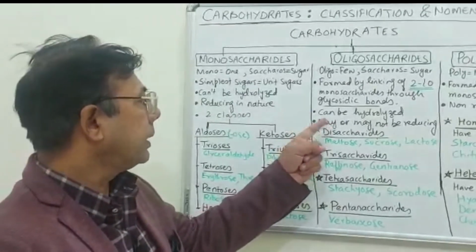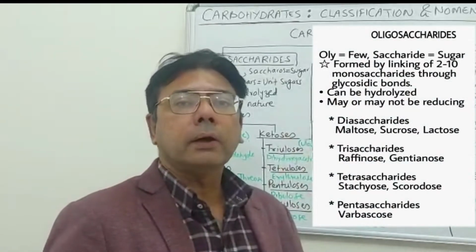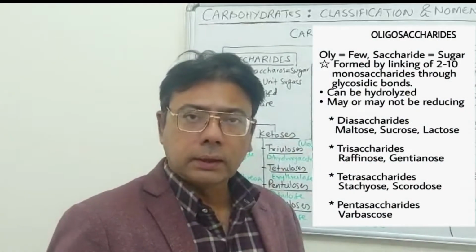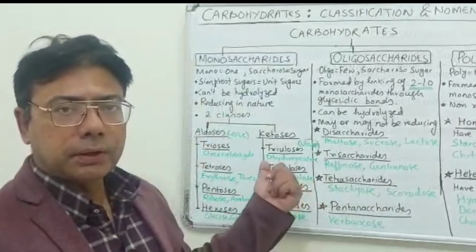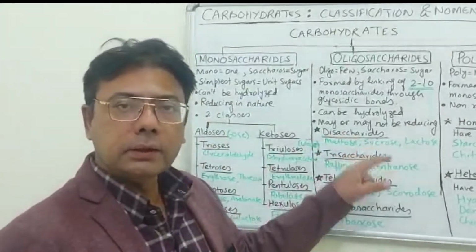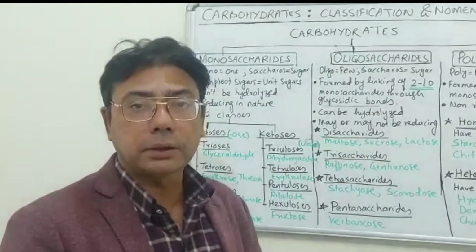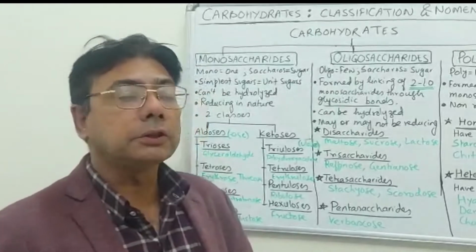So they can be hydrolyzed, and the second property is that they can be reducing or non-reducing. Unlike monosaccharides, which are all reducing sugars, these sugars can be either reducing or non-reducing. For example, sucrose is a non-reducing sugar, whereas maltose is a reducing sugar.